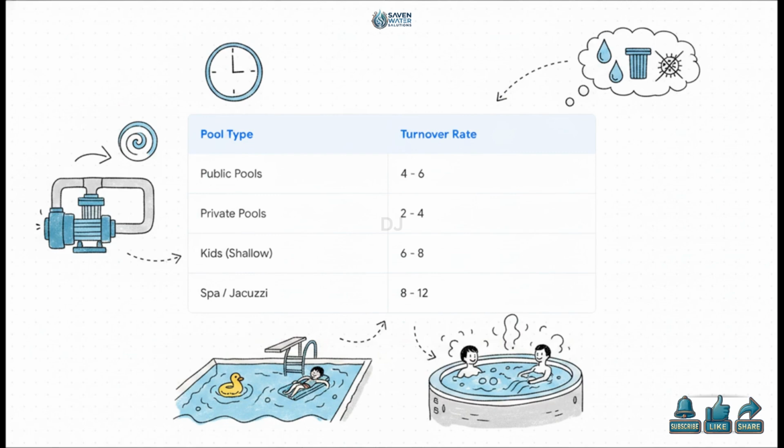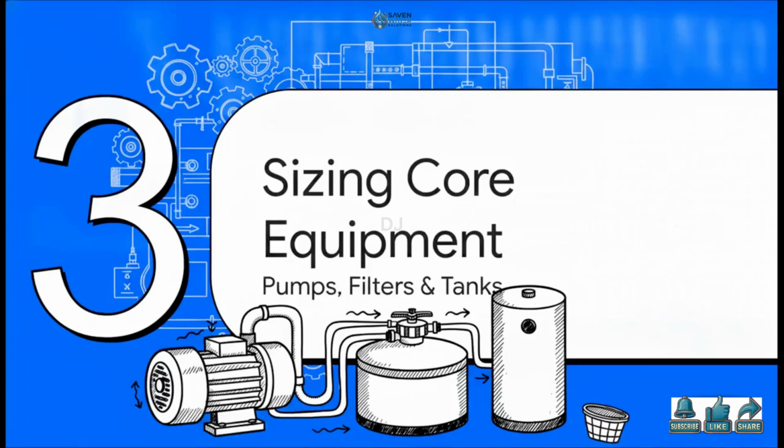But, and this is a big but, if you're dealing with a shallow kids pool or a high-temperature spa, that rate skyrockets. We're talking 6 to 8 or even 8 to 12 turnovers every 24 hours just to maintain safe, hygienic water quality. All right, section 3, sizing your core equipment.